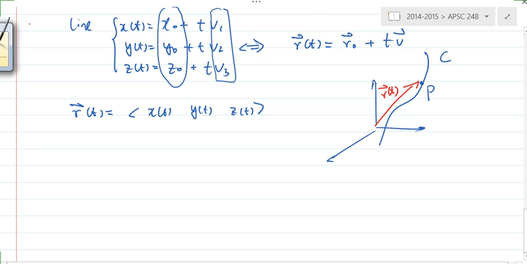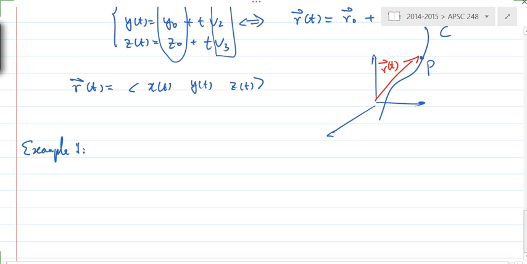So mostly we're going to look at this through examples. Let's look at the first example, and you will see the advantage of having a parametric equation describing a curve in 3D space. So the first example is we have two planes.